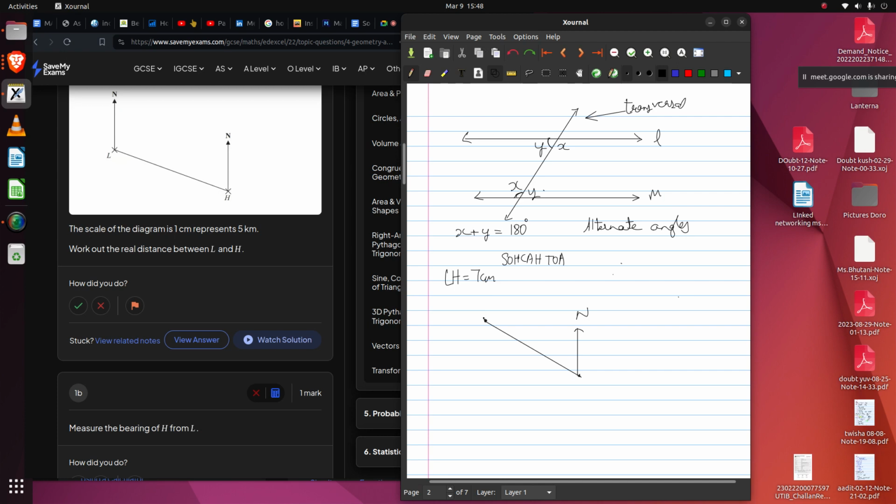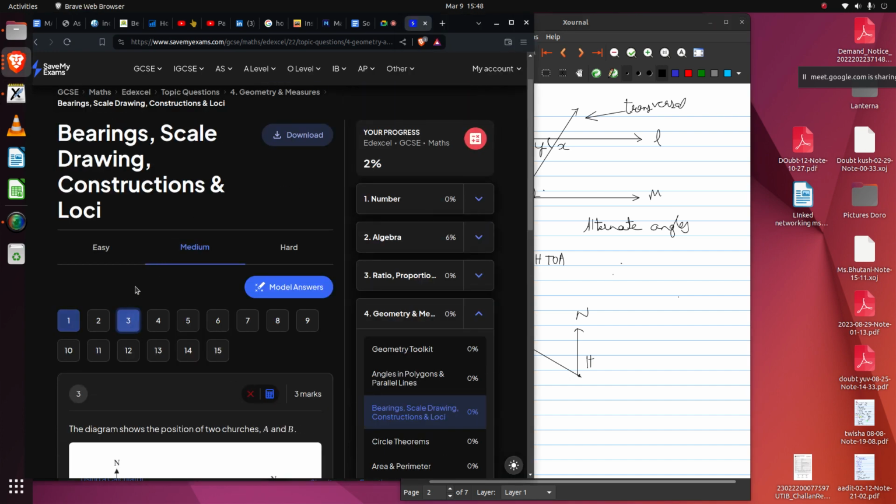In which direction are you going to measure it? So you measure from L to H. Exactly. Basically the north of L. And like this, right? That's what you're going to measure. Yeah. Okay. So that is clear.